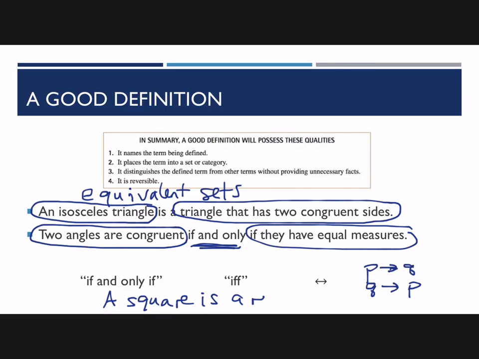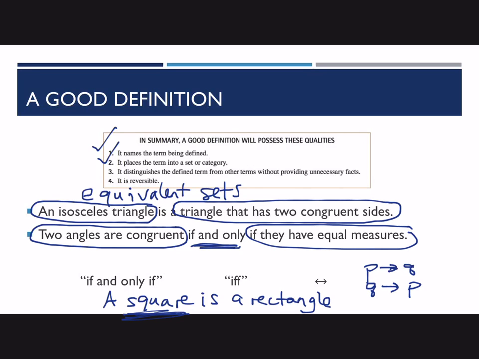"A square is a rectangle." Okay, so it's a true statement, but it's not a good definition. And here's why. It does name the term being defined. Okay, it names the square, so that part's okay. It places the term into a set or category. So it's saying that a square is part of the category of rectangles. Okay, so that's good.